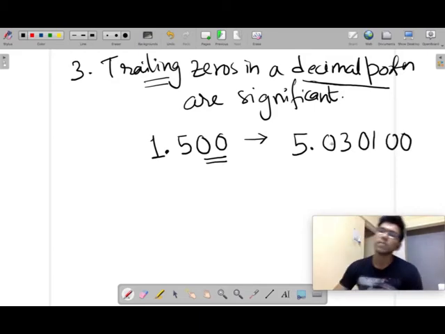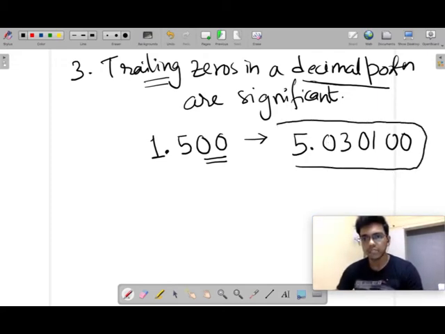5.0300100. Okay, now how many significant digits are there in this number? This would be a typical question. So 5, the non-zero digits, significant, this is significant, this is significant. This 0 is coming between two non-zero digits, rule number 2, hence significant. Same for here, this is also significant. These two are trailing zeros, hence they are also significant.